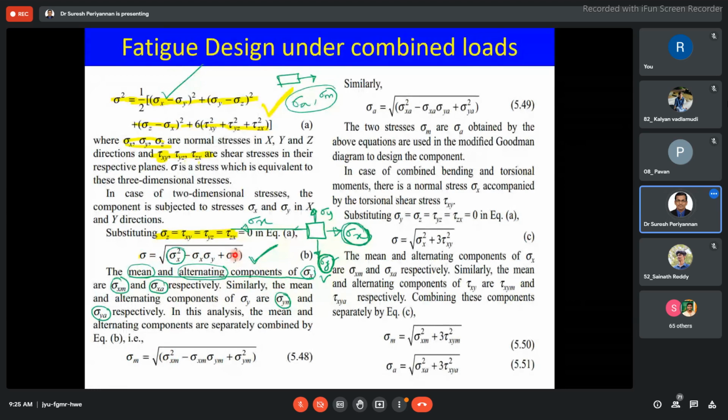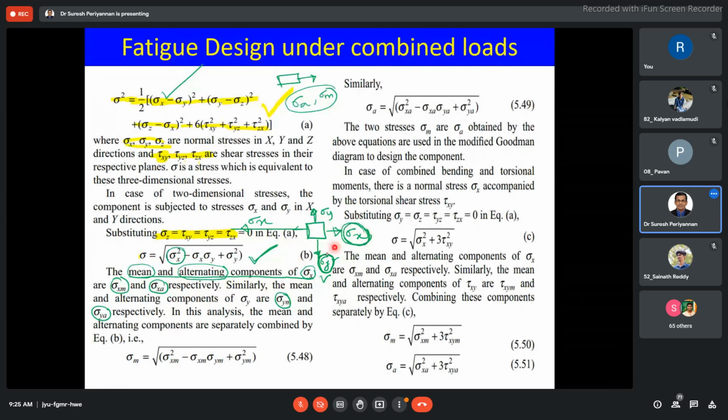Right? Now, as I told you, this is a simple example. We discussed bending stress earlier, where the component was subjected to a single stress, and we considered the stress amplitude and mean stress. Similarly, we are using here sigma x subjected to sigma xm and sigma xa, and sigma y subjected to sigma ya and sigma ym. Now, I am considering only the mean stress component.